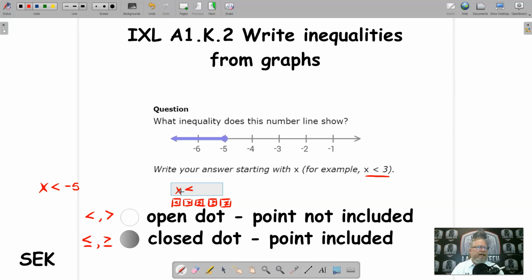We know that x is less than, it's a closed dot, so it could also be equal to, so we would click the less than or equal to button to put that symbol in there. And then let's type in our value on our keyboard, -5.